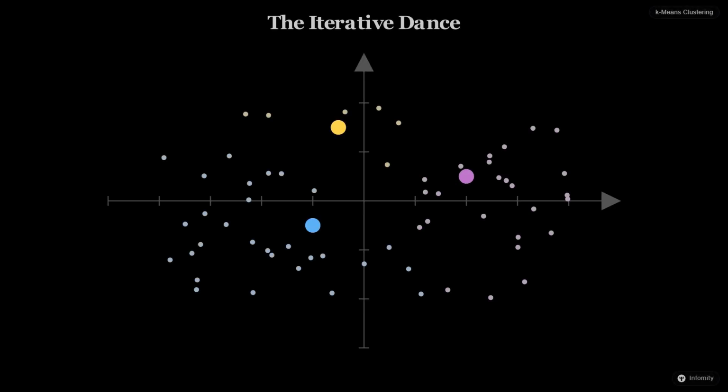Because the magnets moved, some filings might now be closer to a different magnet than before. We reassign the filings, changing their colors, and then we move the magnets to their new centers of mass again. It is a constant cycle of snapping to the nearest force, and then the force shifting to the center of its followers. With every step, the magnets find a more stable and representative home.